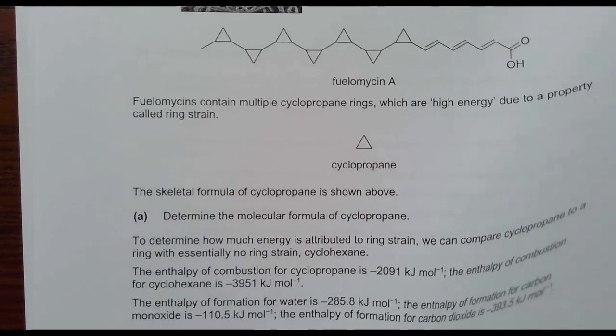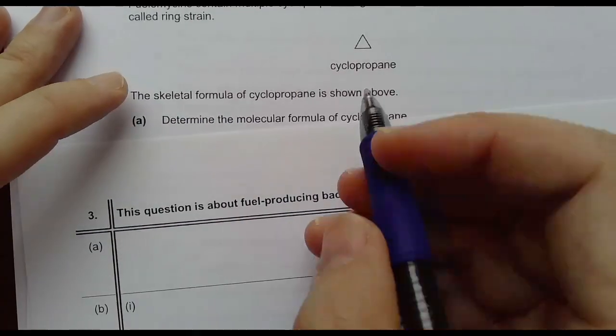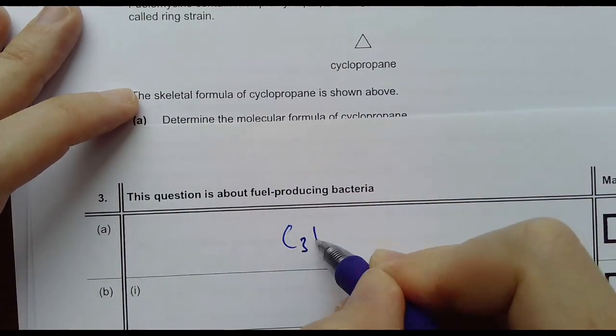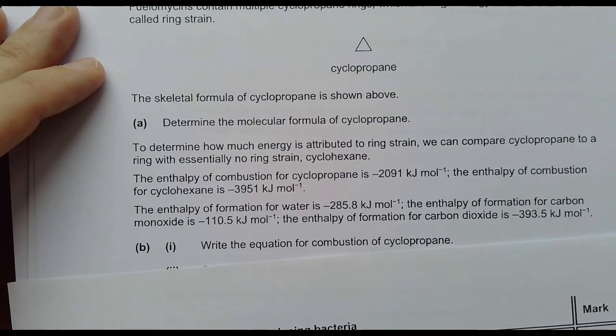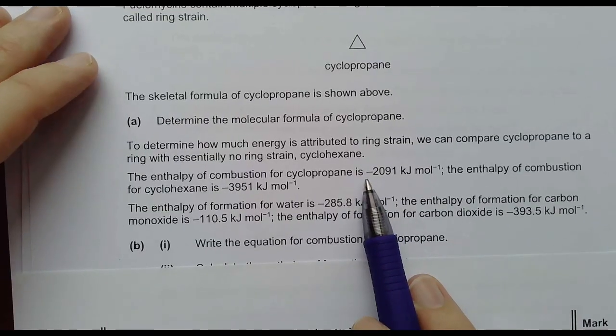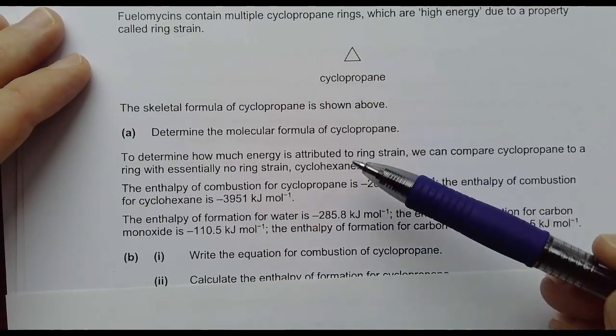So, if you don't know skeletal formula, it's definitely something you want to learn before taking the Olympiad paper. So this is going to be C3H6. Then we have a Hess's law calculation. So you're given all this. It's quite nice. So they're going to compare cyclopropane with cyclohexane.